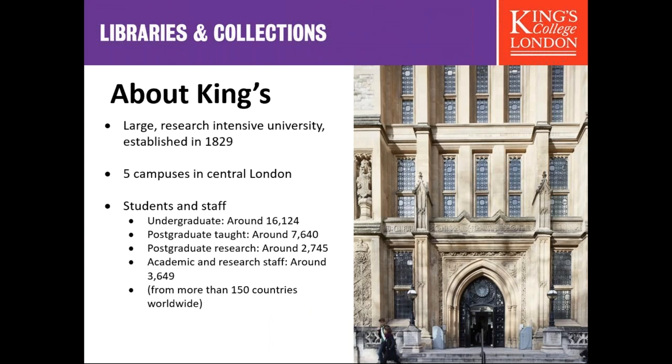So yeah, just a little bit about King's. We are a fairly large research intensive university, nearly 200 years old. We've got five campuses across central London, and there are our numbers of students and staff. And as you can see from the postgrad researchers and the academic and research staff, we've got about 6,000, so quite a lot, all potential data management plan writers.